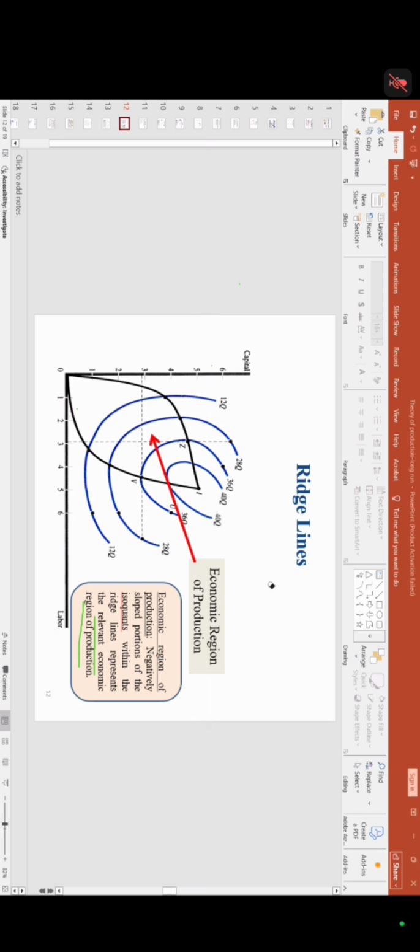So ridge lines, these are what we call ridge lines. Here you are going to identify the upper ridge lines and the lower ridge lines. Lower ridge lines will go with the labor aspects. Upper ridge lines will be drawn from the capital aspects.